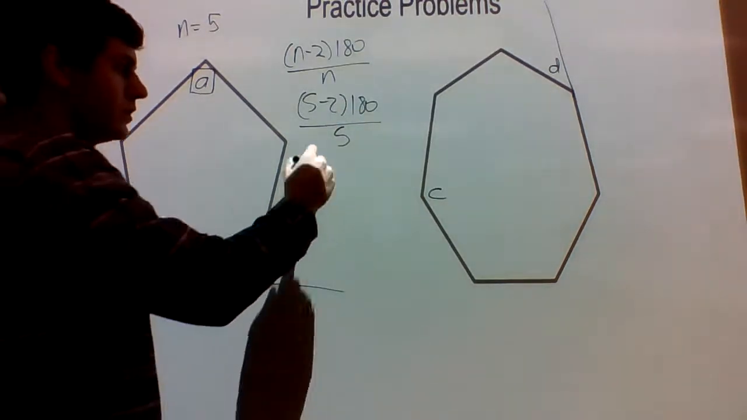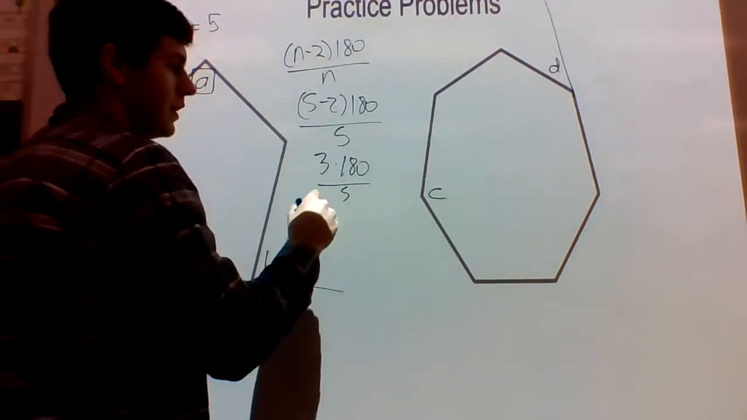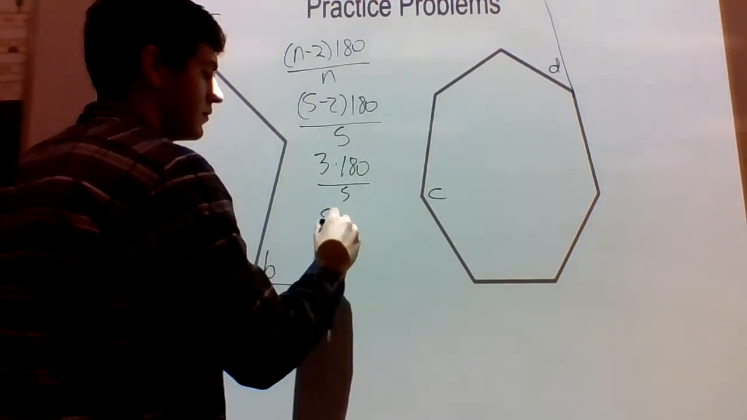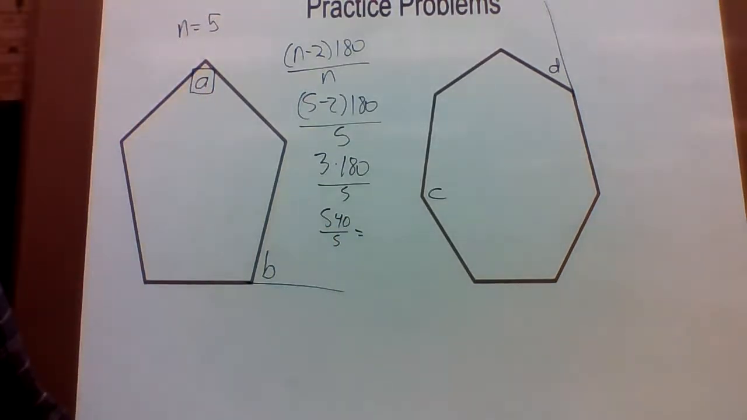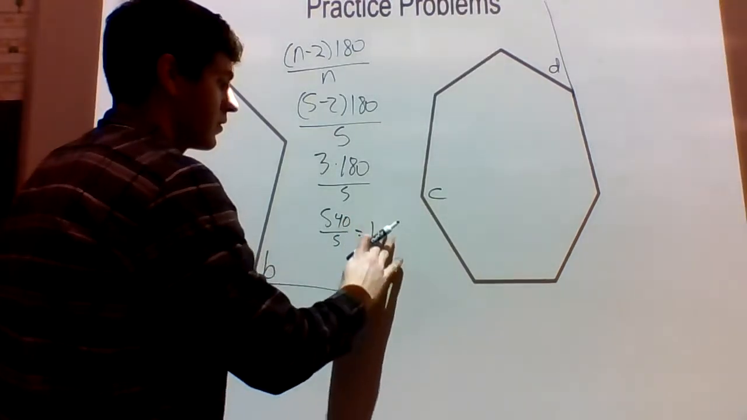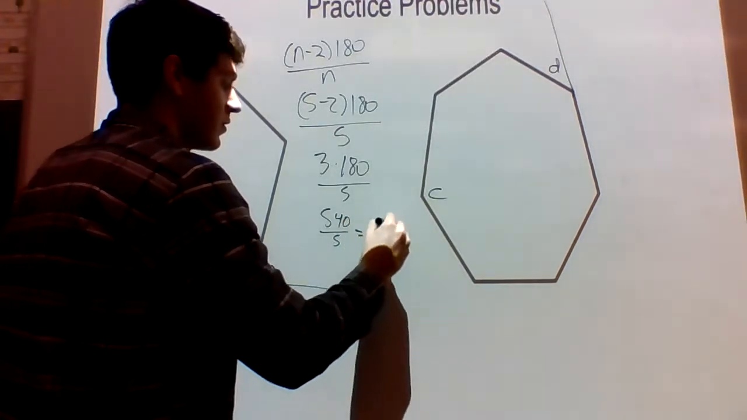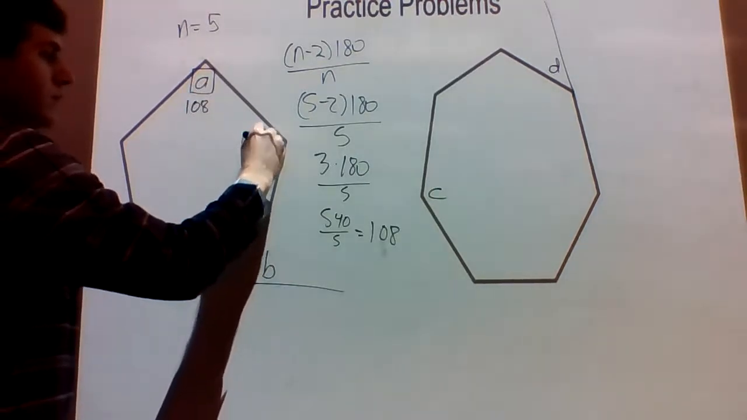5 minus 2 is 3. 3 times 180 is 540. 540 divided by 5 is going to give us 108. So we know the value of A is 108. We also know all of these are 108.